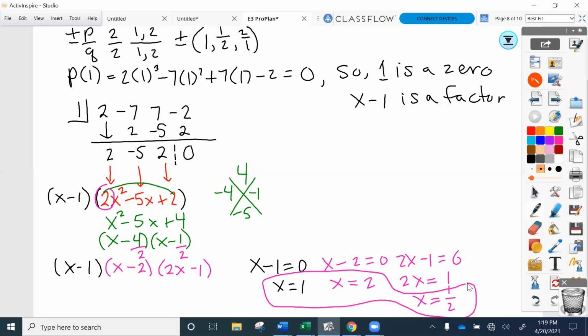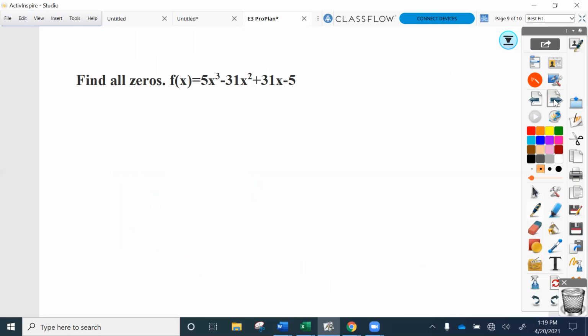All right, and one more example for you. So let's see. Positive or minus p over q. P is 5, or q is also 5. So if you take factors of 5, you would have 1 and 5 on the top and the bottom.